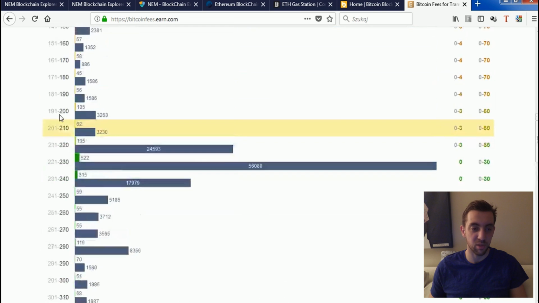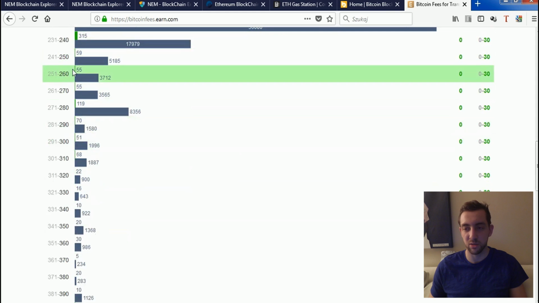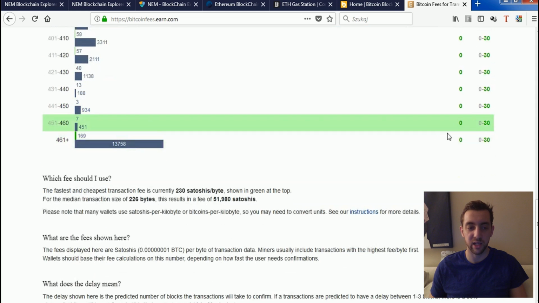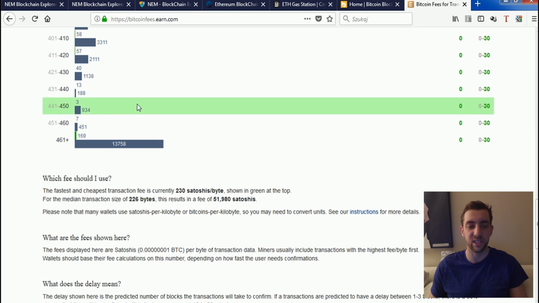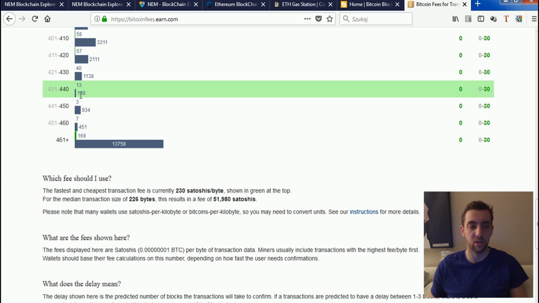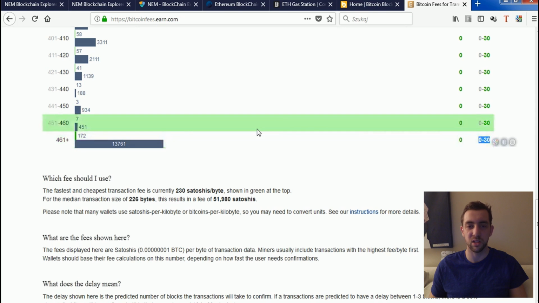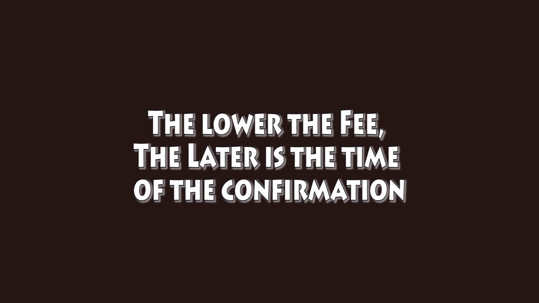So yeah, we can see that. And it's better to pay higher fees to be higher in the queue, to have faster confirmation of your transaction, because normally you wait like 10-20 minutes for confirmation, and the lower the fee, the longer the confirmation time.